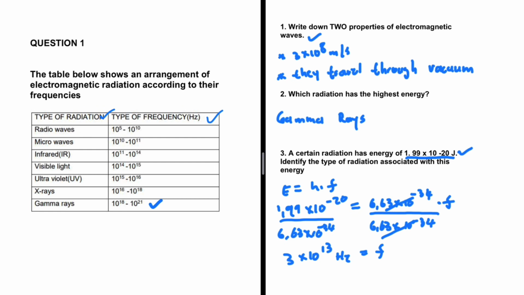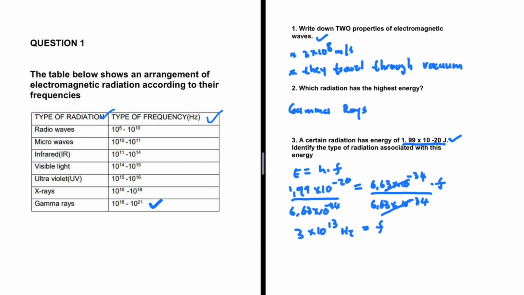So there we go. Now it's just a matter of figuring out which range this frequency belongs to according to our given table. We have 3 times 10 to the power 13. It doesn't belong to radio waves, not microwaves, but infrared. Infrared ranges from 10 to the power 11 to 10 to the power 14. So 10 to the power 13 is in between the frequency of infrared. So the answer here is infrared.